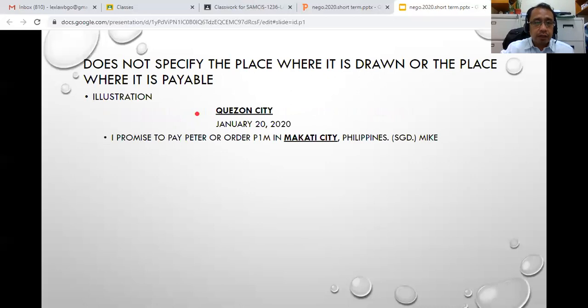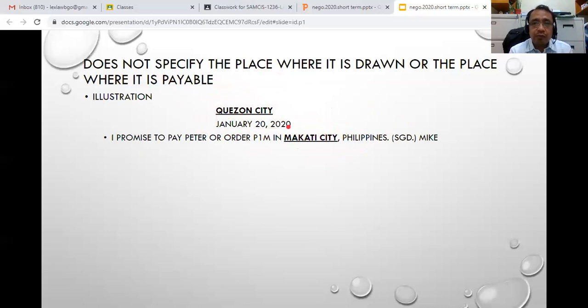Illustration. Okay, so Quezon City, January 20, 2020. I promise to pay Peter or order 1 million in Makati City, Philippines. Signed, Mike. Quezon City is the place where it was drawn and it was made because this is a promissory note. So Quezon City is the place where it was made and Makati City is the place where it is to be paid. But even if I omit this Quezon City as place of issuance, under the Negotiable Instruments Law, there is again a presumption that this instrument was issued at the place where it was dated.